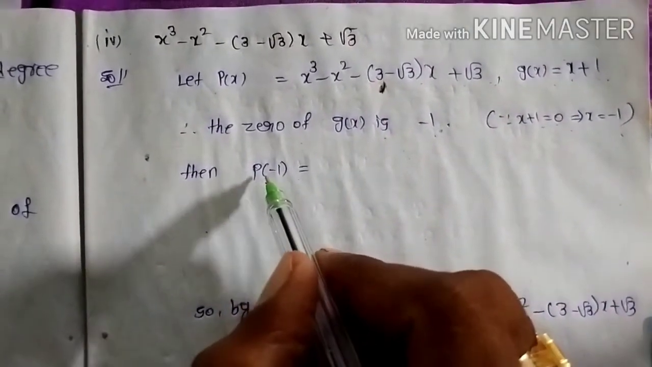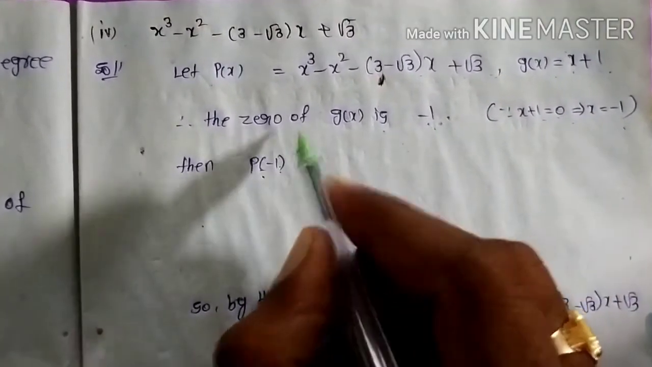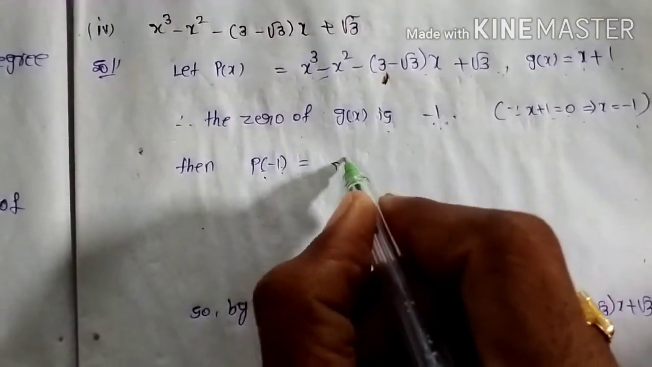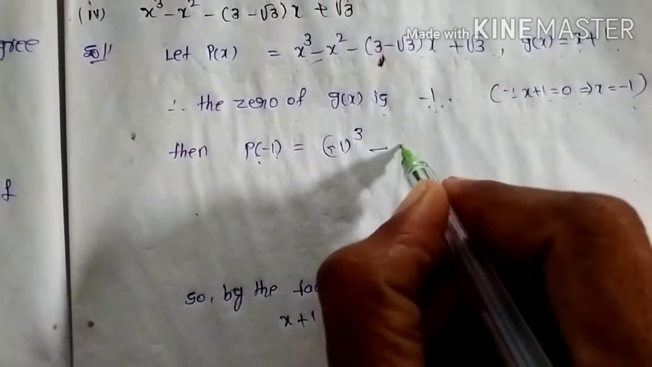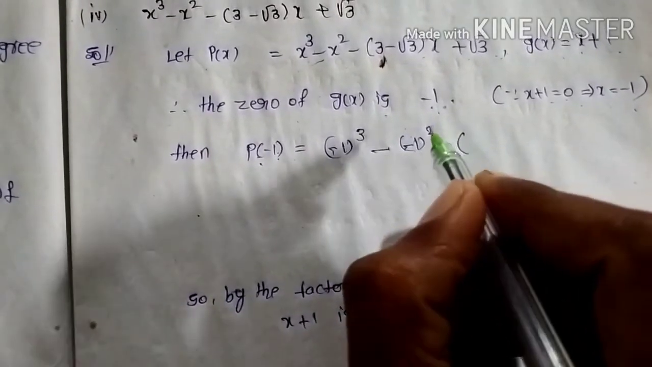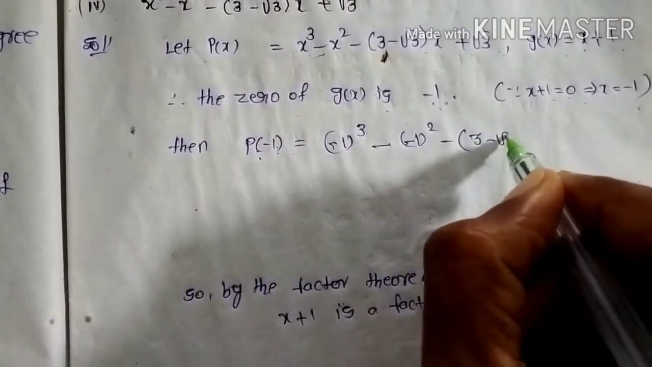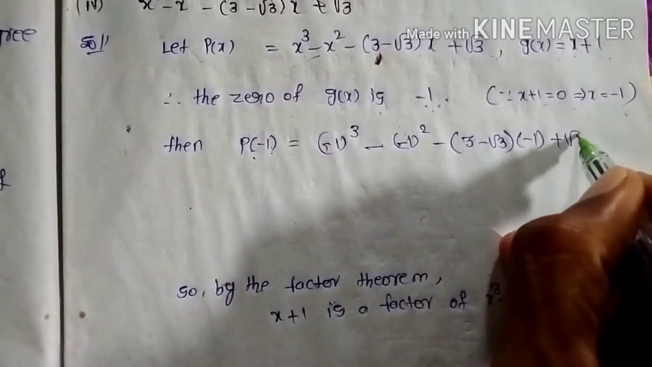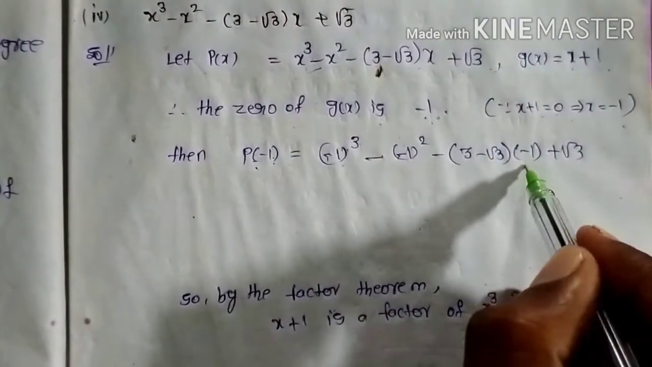How can you find the remainder? You know that p of minus 1. That means instead of x you can write minus 1. See what is the given polynomial? x cube. That means you can write minus 1 whole cube, minus x square means minus of minus 1 whole square. Very easy problem. Just substitute minus 1 wherever x is available. That means 3 minus root 3 into x means minus 1, plus root 3. Just see here, I substituted x cube minus x square minus of x plus root 3.